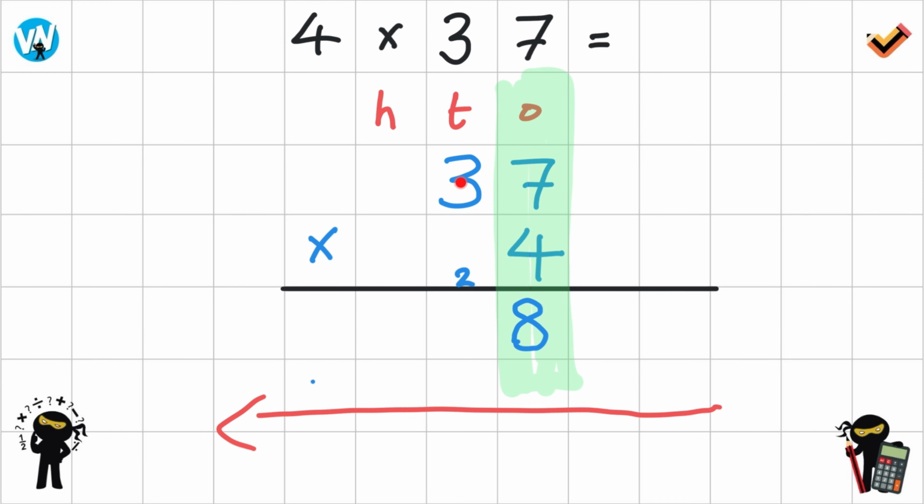4 times 3 is 12. Add the 2 is 14. So again, the 4 would go in, the 1 would carry from the 14, and essentially because there's nothing else to do, the 1 just drops down. So we would end up with 148.